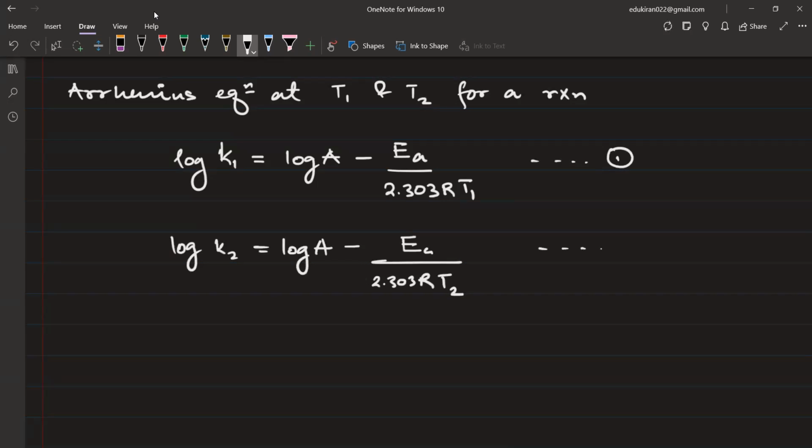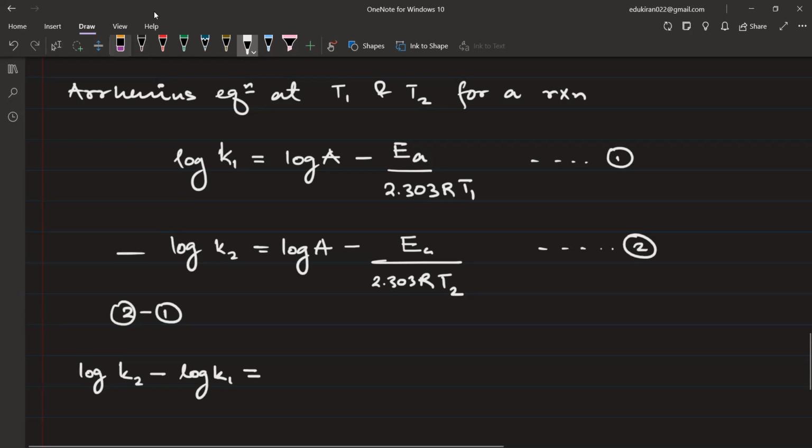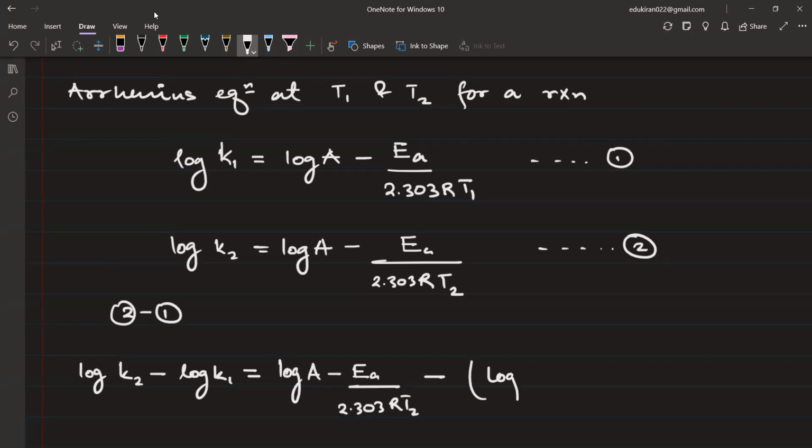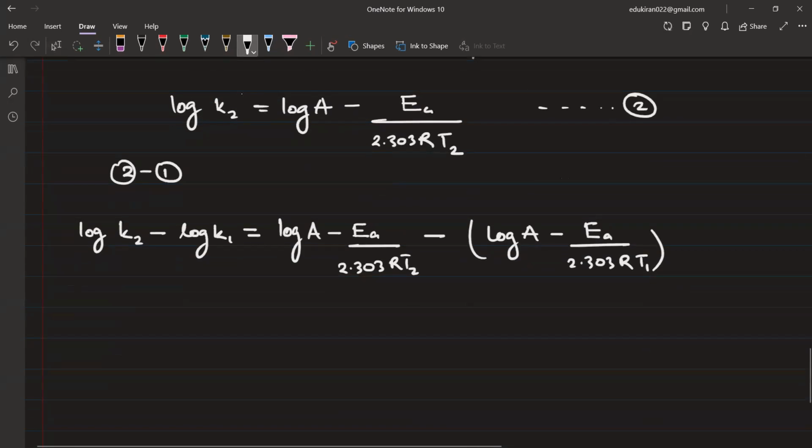Now we'll do log K2 minus log K1. This is equation 1 and this is equation 2. Equation 2 minus equation 1. So we'll have log K2 minus log K1. This will be equal to, देखिए हम इन दोनों को माइनस कर रहे हैं तो log K2 minus log K1 हो जाएगा, and you see here log A cancel हो जाएगा. Let me write it: log A minus EA upon 2.303 RT2, minus, log A minus EA upon 2.303 R T1. Now, when the brackets will open, you can easily see that log A and log A will get cancelled, right?